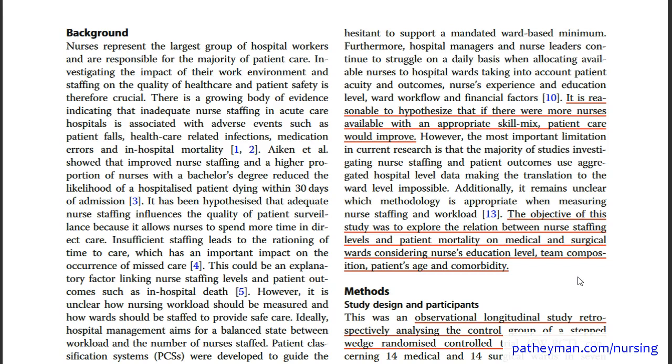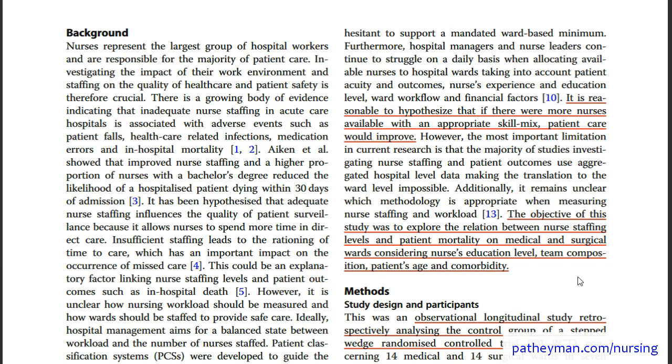So we don't really care about the nurse's education level, we don't care about the team composition, and we don't care about the patient's age, and we don't care about the patient's comorbidities. However, we do know that those things may impact patient death. So if we don't consider them, or don't control for them, we might end up with them being confounding factors. All right.